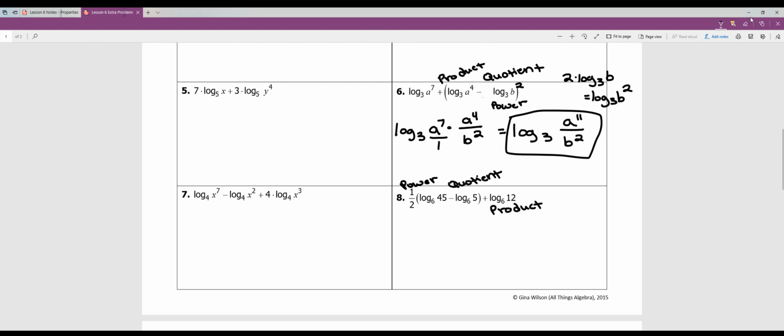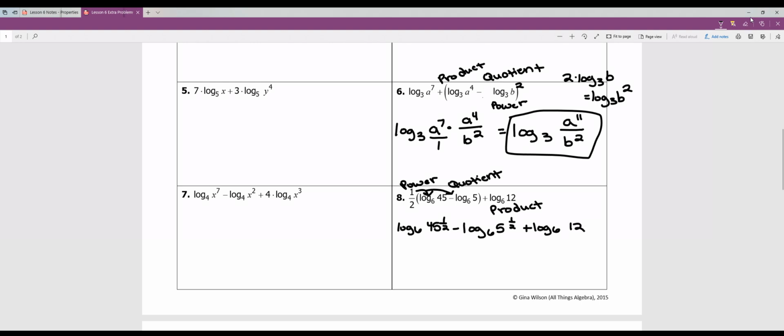So let's first take care of this power rule and clean this up a little bit. Remember, this power used to be an exponent, and because it's outside the parentheses, it's going to apply to both the log base 6 of 45 and the log base 6 of 5. So this is the same thing as log base 6 of 45 to the 1/2 power minus log base 6 of 5 to the 1/2 power plus log base 6 of 12.